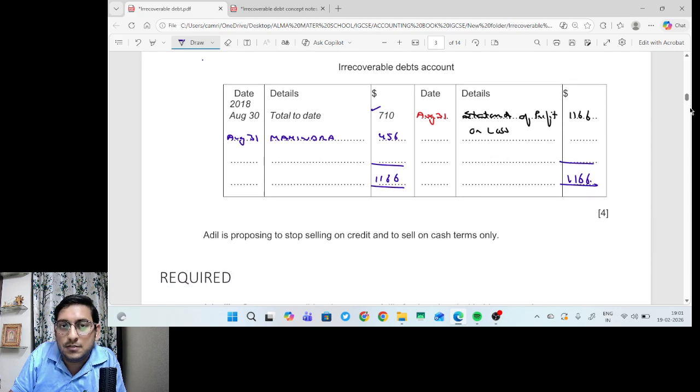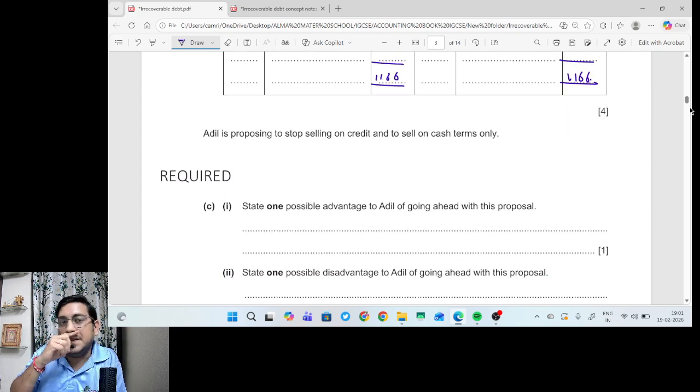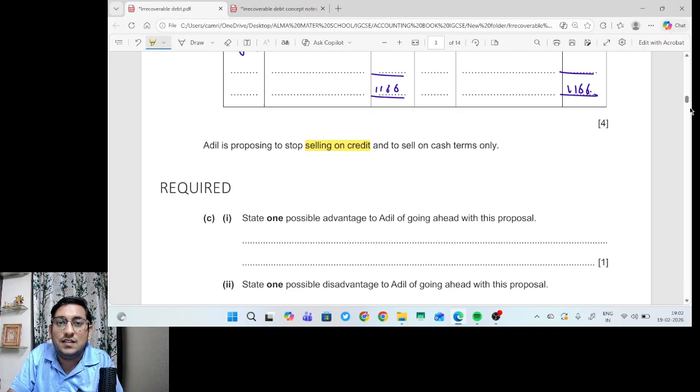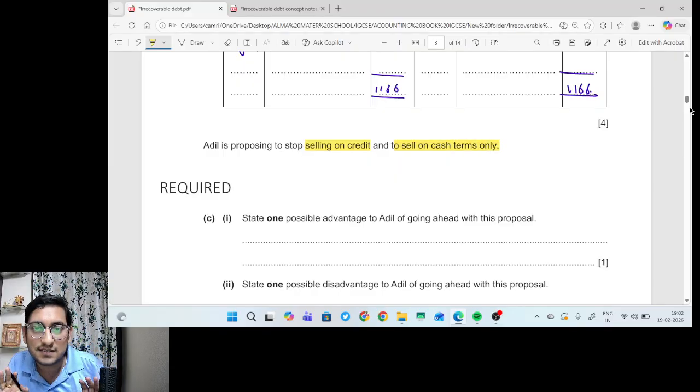Now, Adil is proposing to stop selling on credit. Adil is saying, boss, I'm done with credit sales. And why is he thinking so? Because there is a higher risk of irrecoverable debt. He has already incurred the loss of $1166, and he is thinking to sell on cash terms only. So he says we are stopping the credit sales.